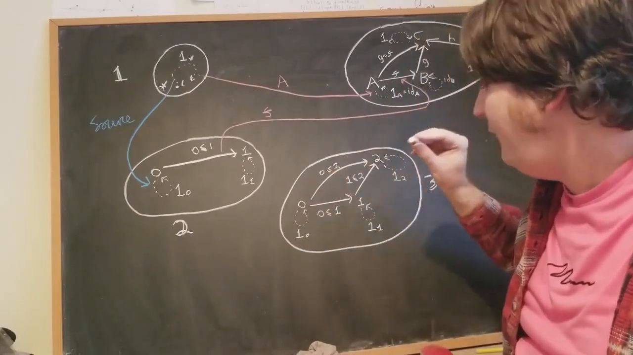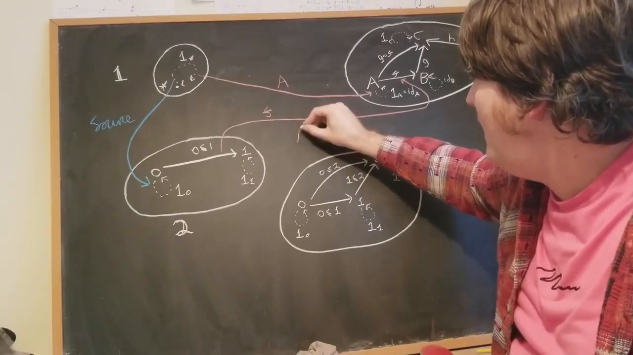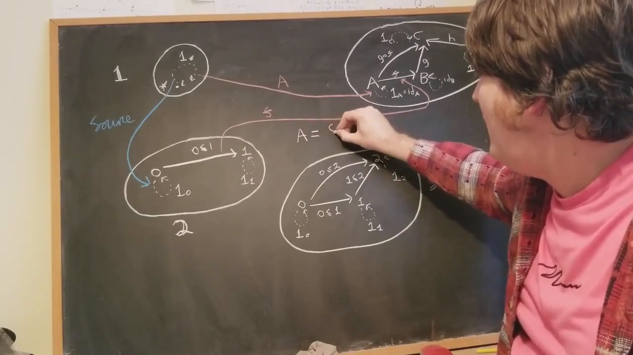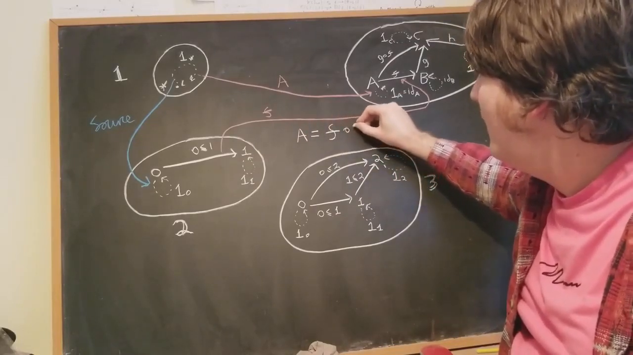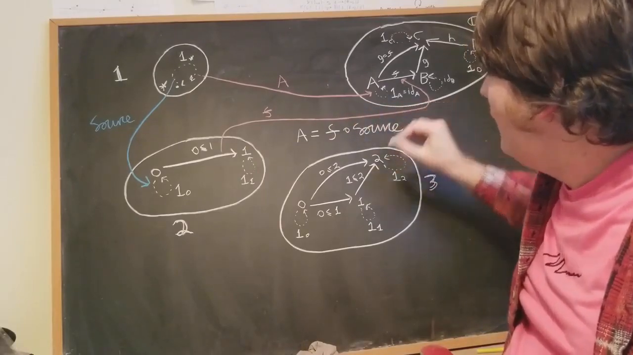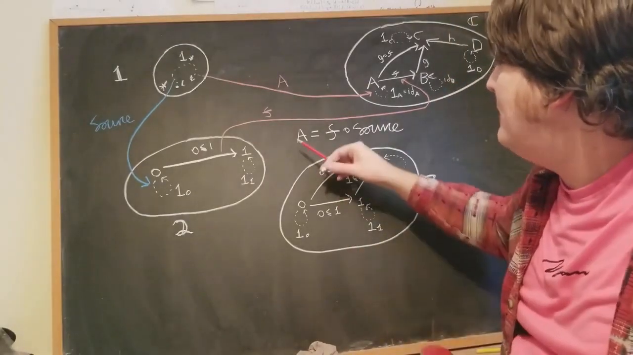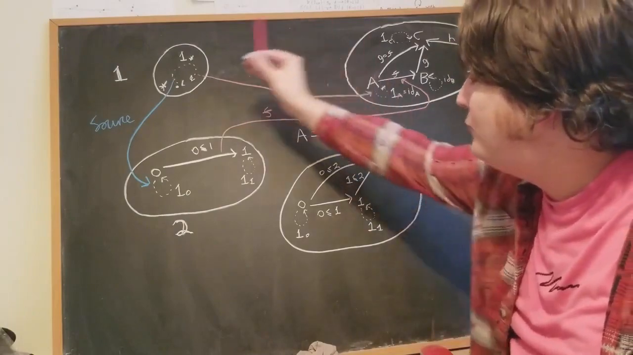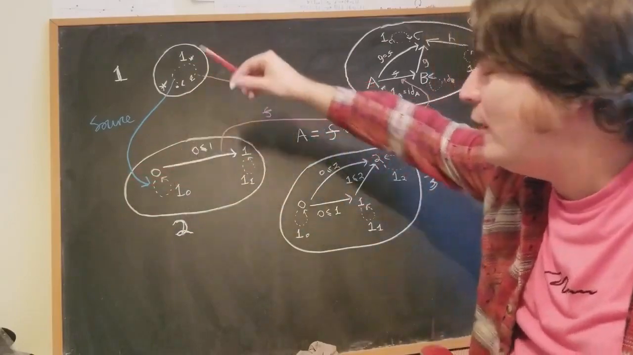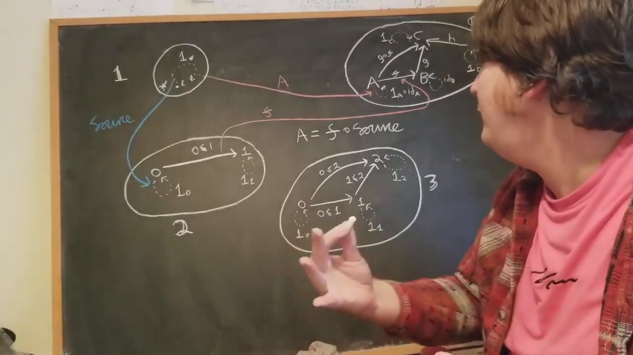And the way we can say this is we can say A is equal to F after source. So notice here that when I'm talking about A, F and source, I'm talking about these functors, these red and blue arrows. They're arrows between objects in this category of categories.